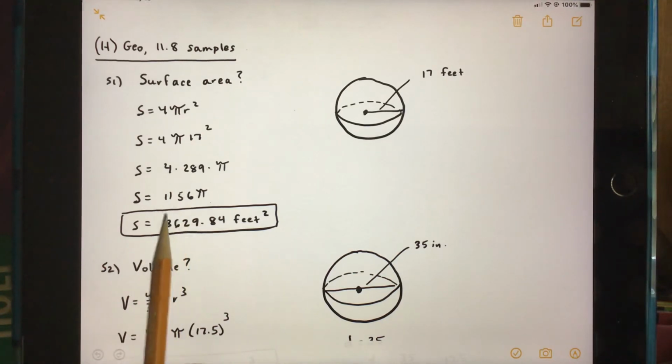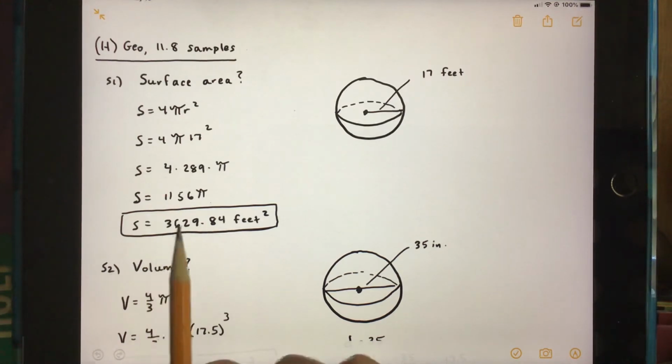4 times 289 is 1,156 times pi is still there. And now it's calculator time. If you don't do all of this simplifying before you put it in your calculator, it's not wrong. You can get exactly the same answer. Again, I always prefer to simplify to eliminate the errors that typically happen when we're putting a lot of numbers in our calculator.